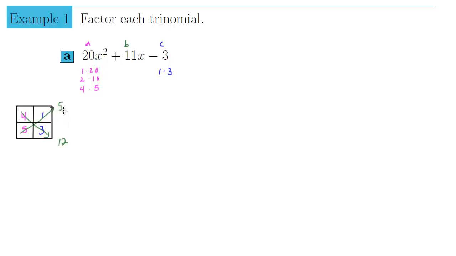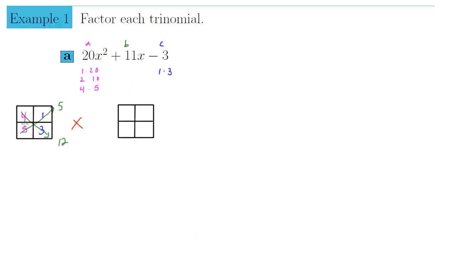Now the question is, if we add these together, do we get 11? No, 5 plus 12 is not 11. If we subtract these, do we get 11? 12 minus 5 is 7, which is still not 11. So this box is not going to work because we cannot combine 5 and 12 in any way to get 11. So let's make another box.